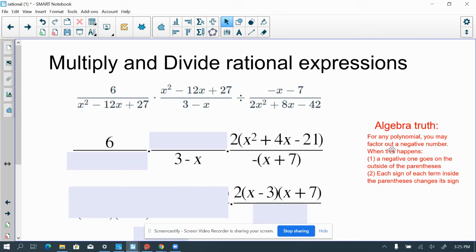And that's the algebra truth. You can always take out a negative, always. And when you do factor out a negative number, two things are going to happen. You're going to have a negative 1 on the outside of the parentheses, which is what I've got here, and both of these signs are going to change. You had negative x suddenly becomes just x, and minus 7 suddenly becomes plus 7. So you have to change all the terms. That's the algebra truth.